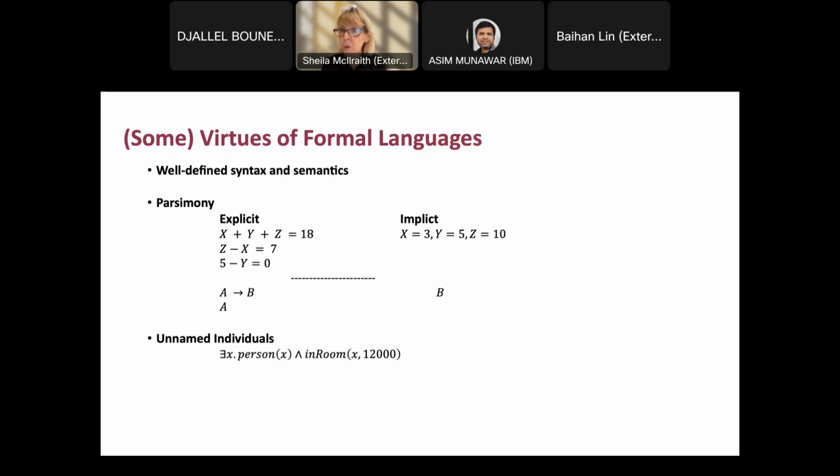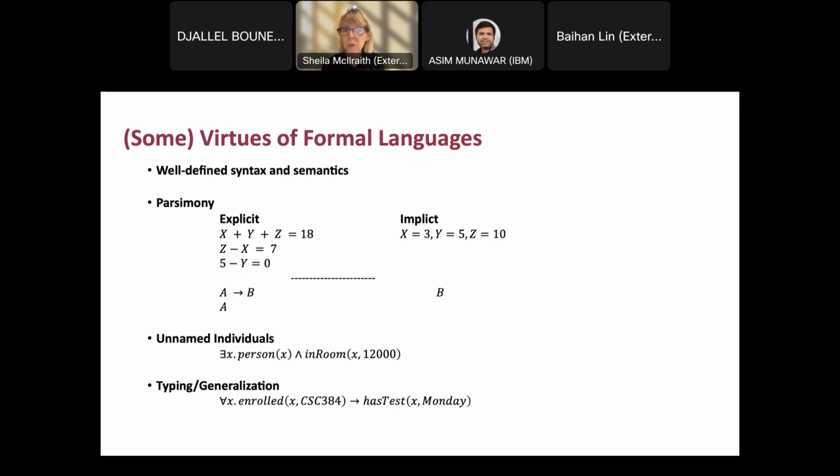If we use first order logic, unnamed individuals are very important. There exists an X such that person X and in room X 12,000. I can do all sorts of reasoning about the person who's in room 12,000 without ever mentioning them, without ever saying that it's Sheila or it's Asim or it's somebody else. Maybe I never need to mention or identify the person. I can talk about objects by their properties. And that's a very powerful thing to be able to do.